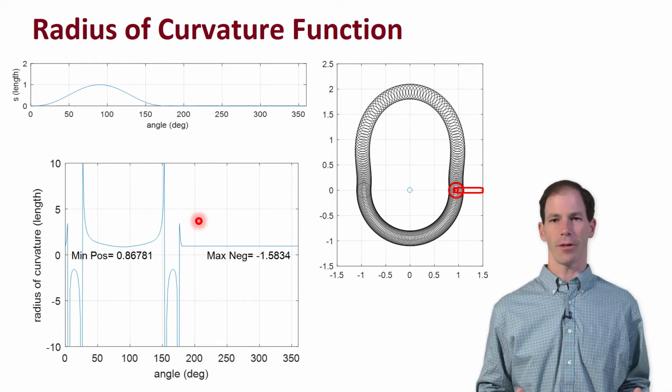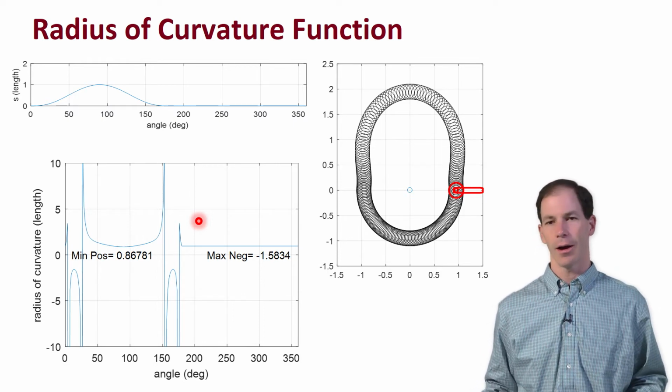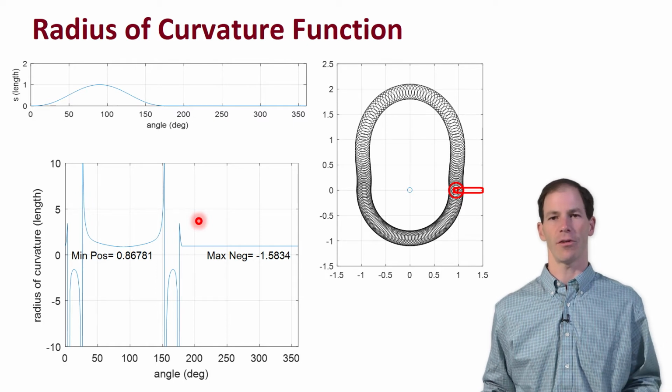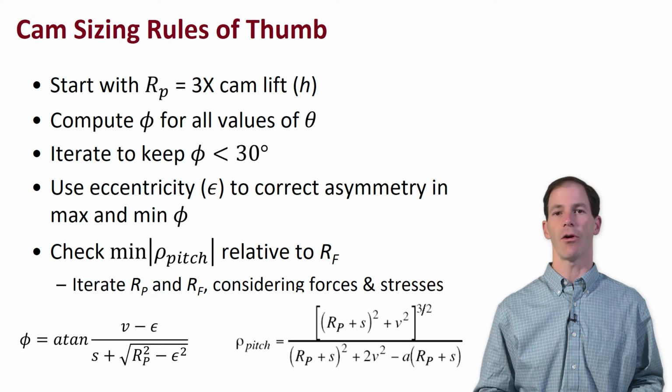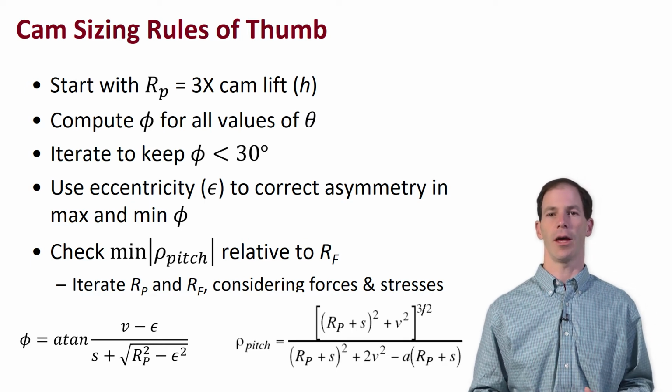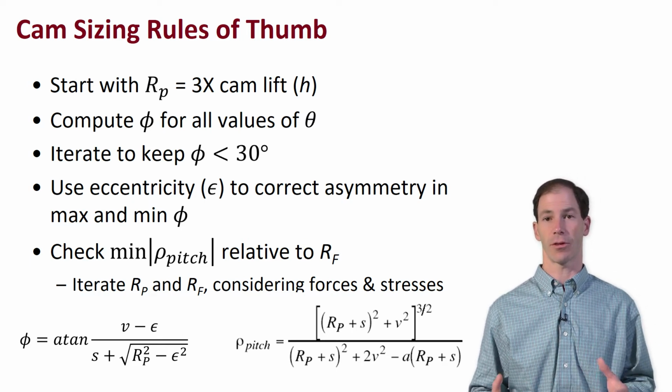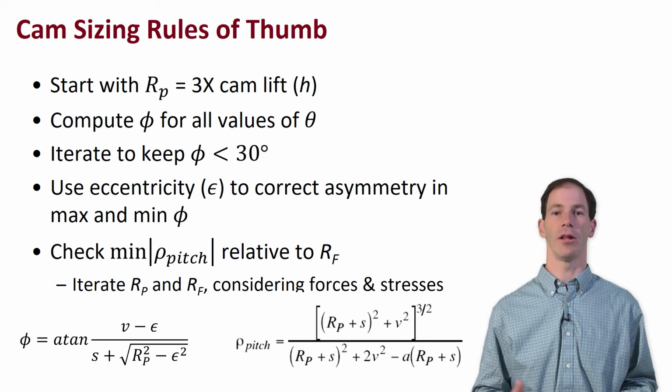All right, so we've got all of these things to start to build a cam. How do we start? What are some ways that we can do this relatively quickly? And here are some rules of thumb to help us along. So first of all, start off with a prime circle radius for the cam that is 3 times the lift of the cam.